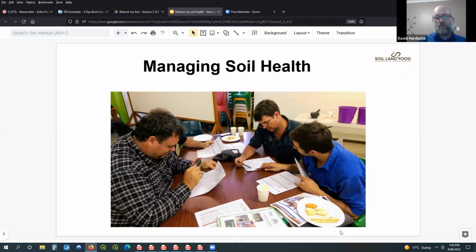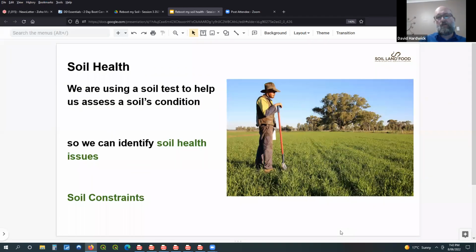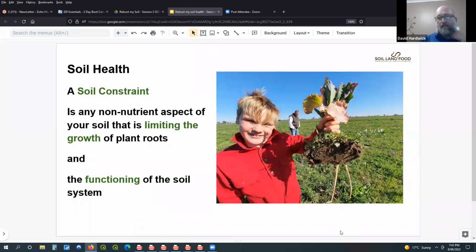All right, let's just do a quick refresher that we're managing soil health. We're using a soil test to help us assess a soil's condition so we can identify soil constraints. And a soil constraint is pretty much anything that's limiting plant roots from expressing their full genetic potential. So anything that inhibits a plant from expressing its full genetic potential of its root system is a soil constraint.